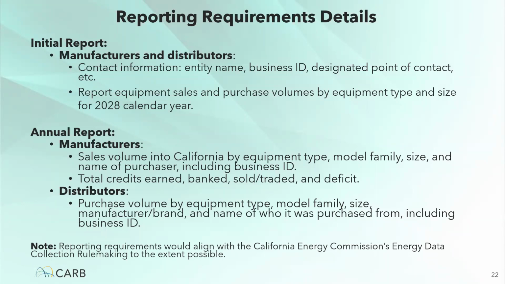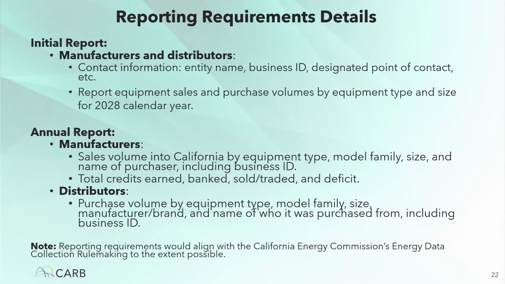With the annual report starting in 2030, manufacturers would be required to report on their equipment sales volume into California by equipment type, model family, size, name of purchaser, their business ID, and estimated credits, either earned, banked, or sold, and the year that they were earned.